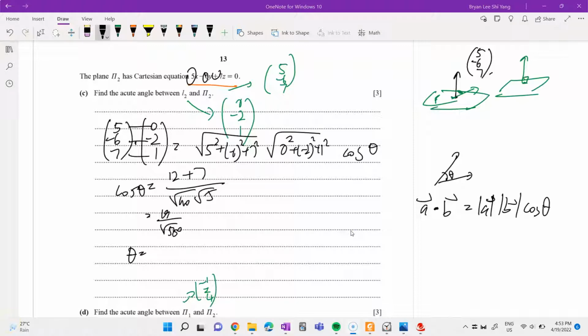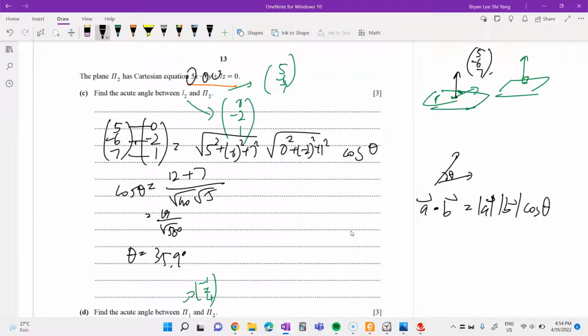Okay, so I borrowed the calculator from my friend. And basically, I have cosine theta equals 19 over the square root of 550. So give me a few seconds as I press my friend's calculator. The square root of 550. Okay, equals 35.9 degrees. It's actually 35.888 something.